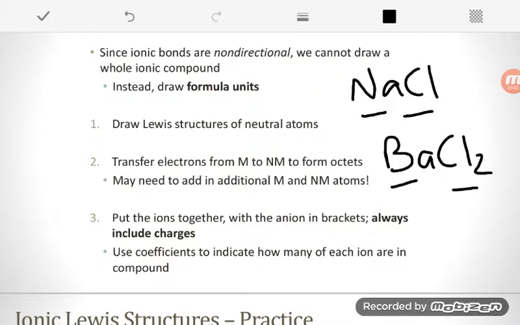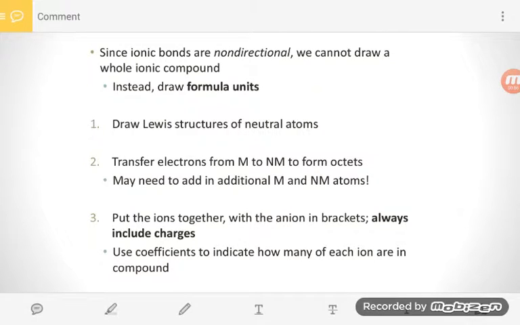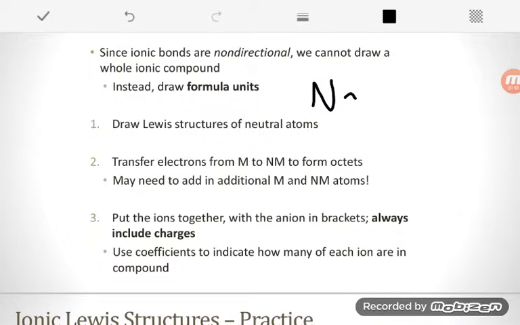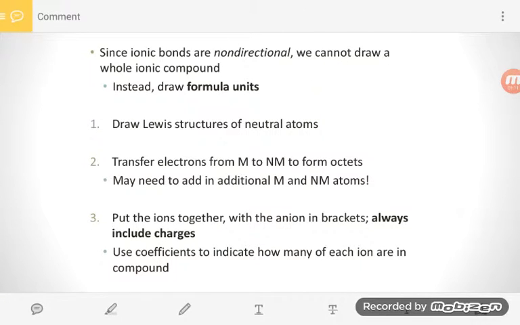The other thing is that since these bonds are non-directional, we don't show them by drawing a line, for instance, between Na and Cl. We do not do that because those electrons don't sit between sodium and chlorine. Sodium and chlorine aren't sharing their electrons. So let's see how to draw these Lewis structures in a way that accurately represents an ionic bond with these non-directional bonds between charged ions.